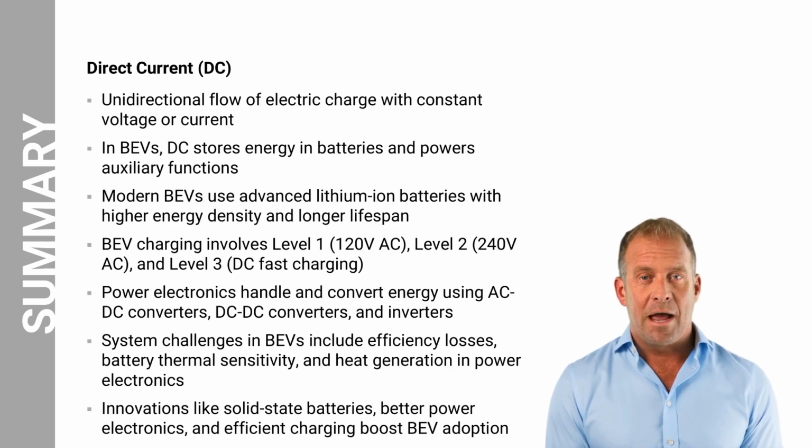Let us now summarize what we have learned in this lesson. Direct current is a type of electrical current characterized by its unidirectional flow and constant voltage or current level. In battery electric vehicles, DC plays an important role in energy storage through advanced lithium-ion batteries, charging via Level 1, Level 2, and DC fast charging methods, and powering auxiliary vehicle functions.